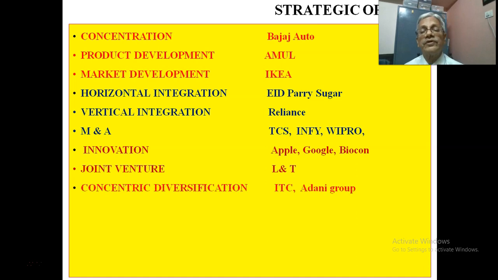Then you have concentric diversification, related diversification. A lot of examples you can think about. I only mention here ITC and Adani.